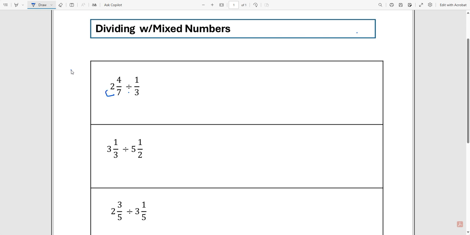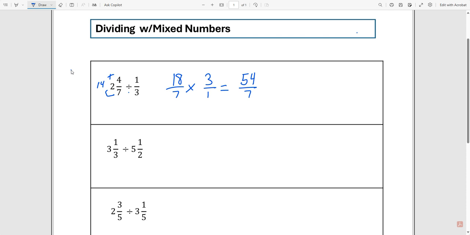Just 2 times 7 is 14, and that's what we get. And then we'll add the numerator to the 14 and get 18. So we have 18 over 17. And then I'll change the operation from division to multiplication, and we'll flip the second fraction and we get 3 over 1. Now we can just simply straight multiply since there's nothing to simplify here. So 3 times 18 is 54, and 7 times 1 is 7.